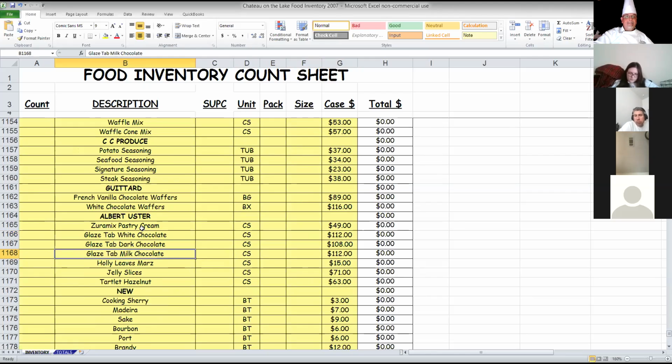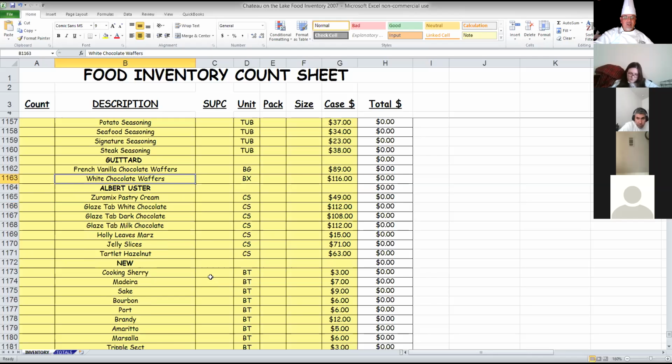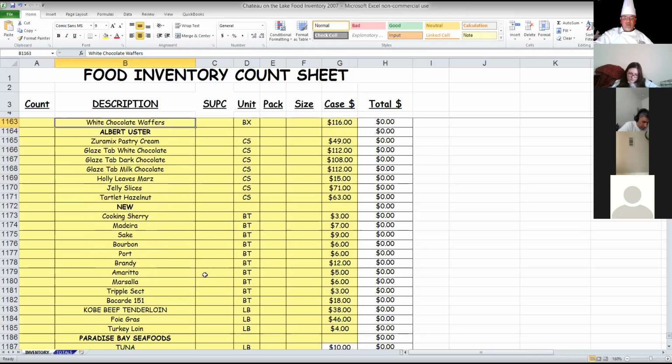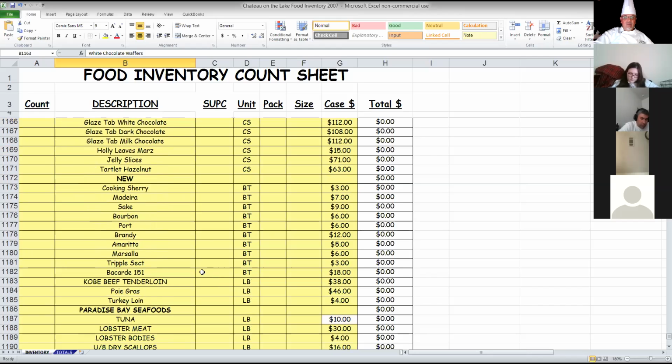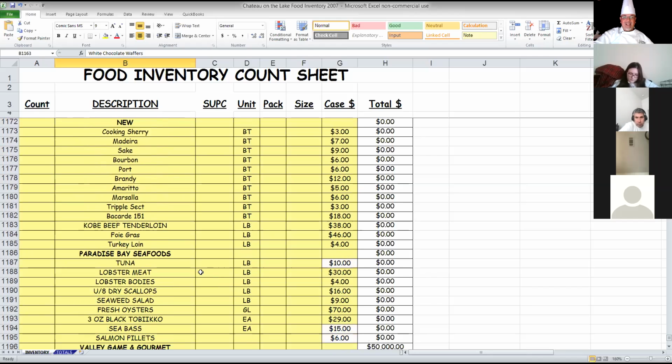The wafers, the French vanilla and the white chocolate wafers. These are little chocolate chips, the big ones you see in the dry storage. Okay, hazelnuts, cooking sherry. You want to use cooking sherry in your recipe. Madeira, sake, bourbon, port, brandy, amaretto, marsala, triple sec. Maybe you want to use Kobe beef tenderloin. Foie gras. You want to use foie gras. It's about $46 a pound.